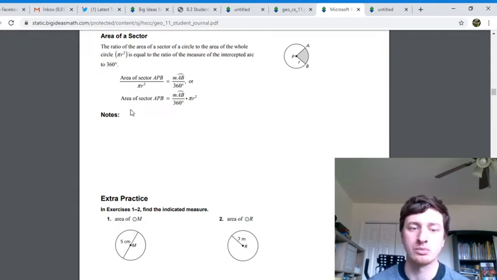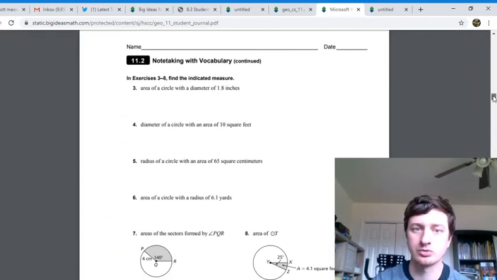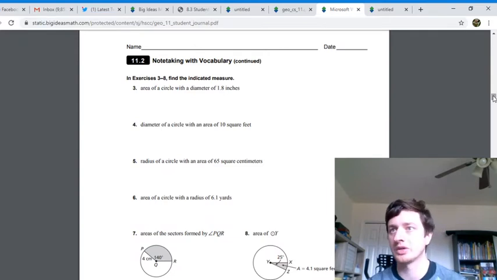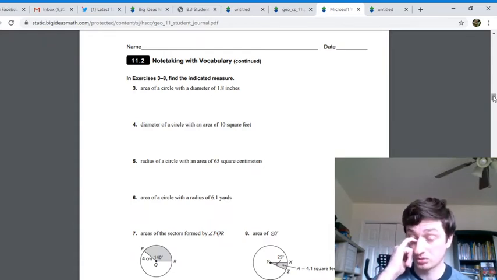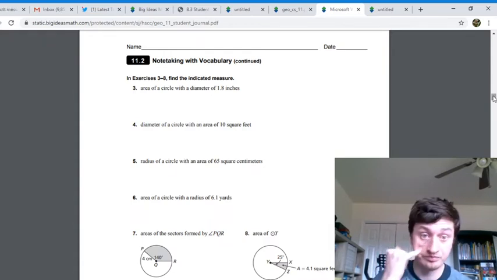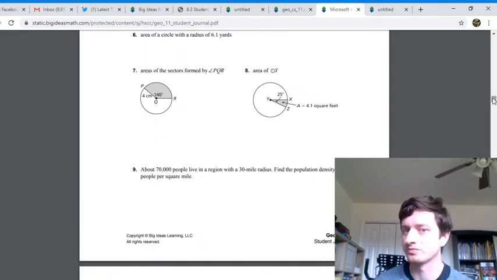Okay, so for example, we're going to do some of these problems. These are from the student journal, which you don't have access to. I uploaded this to Dropbox, so you can see the problems if you want. But we're going to do these down here. It's 7 minutes.